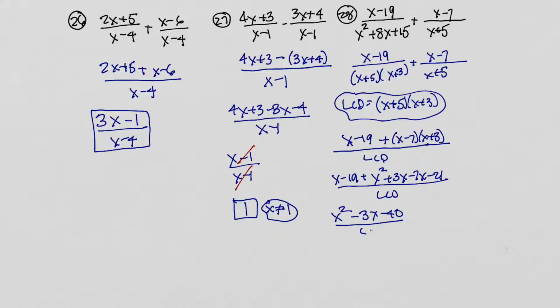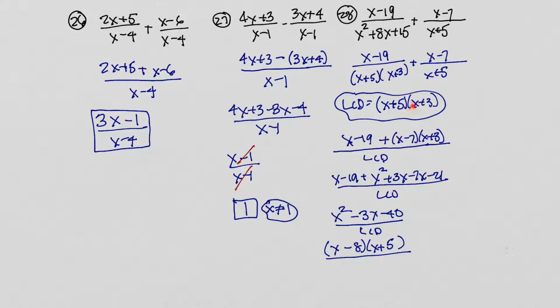Now I'm going to write LCD because I can still factor that. Let's factor that numerator, write it over the LCD. x squared minus 3x minus 40, let's use 8 and 5. Okay, and how about x minus 8 times x plus 5? Now, here's where we are. I'm going to get rid of this LCD, because I can't do anything else here, right? We've factored. So write the LCD.